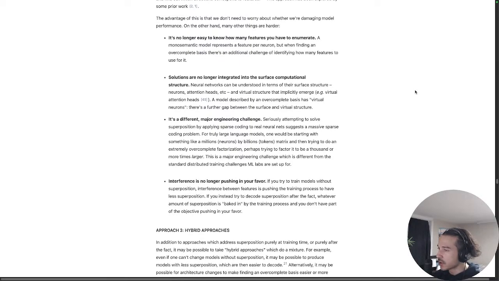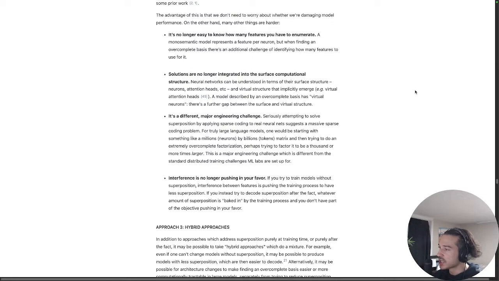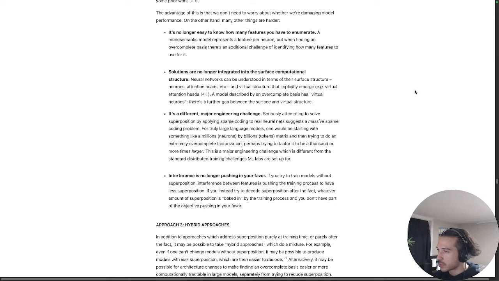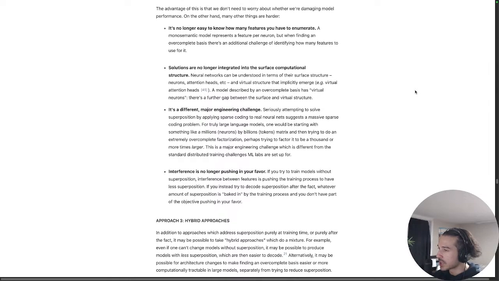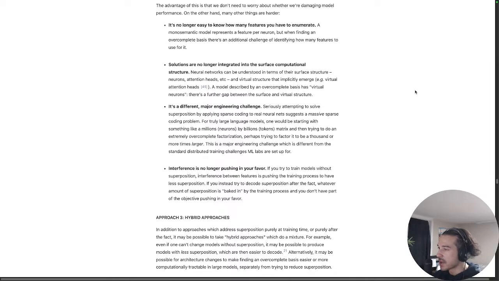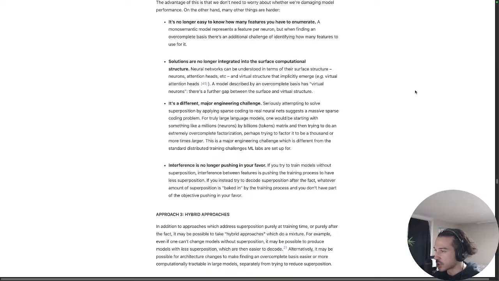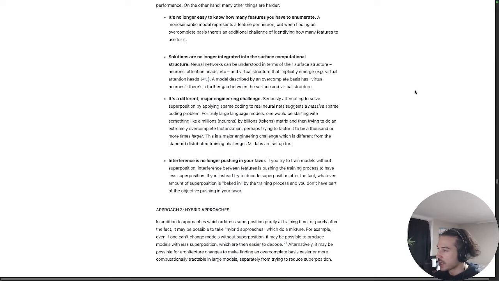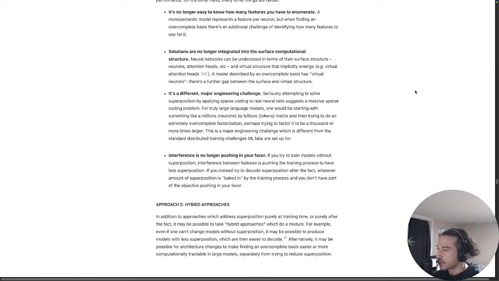Seriously attempting to solve superposition by applying sparse coding to real neural nets suggests a massive sparse coding problem. For truly large language models, one would be starting with something like a millions neurons by billions tokens matrix, and then trying to do an extremely over-complete factorization, perhaps trying to factor it to be 1,000 or more times larger. This is a major engineering challenge, which is different from the standard distributed training challenges ML labs are set up for.